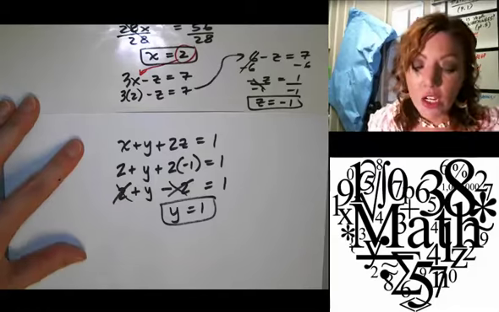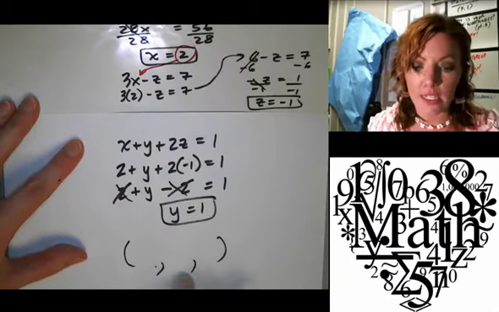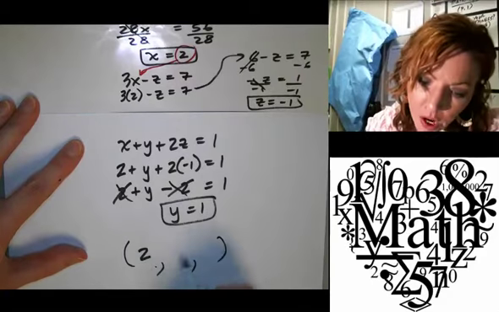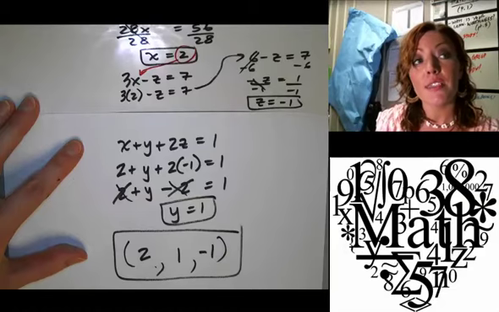So your final answer, you should have 3 coordinates. You put x first, then y, then z. So it should be 2, then 1, then negative 1. All right. Any questions on this?